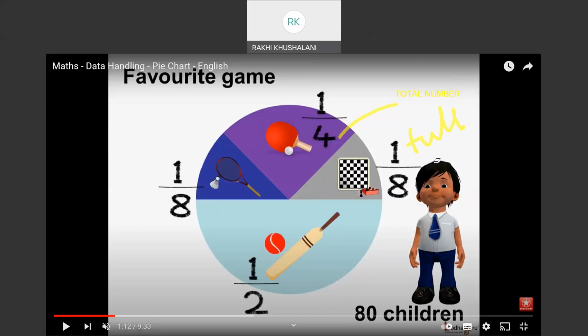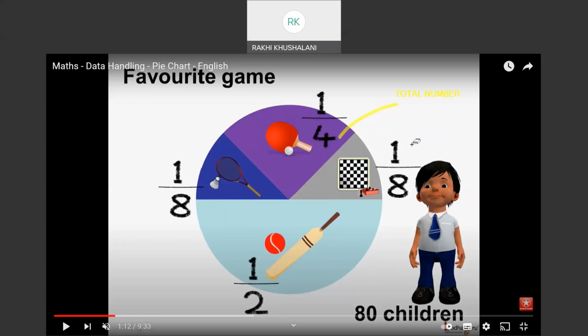So out of the full strength, the total number of students, there are 1/4 of the students who like to play table tennis, 1/8 of the students who like to play chess, 1/8 of the students who like to play badminton, and half of the children like to play cricket. अब मैं जैसे ही अगर आपको बोलती हूँ, there are 200 children in the summer camp, and if I ask you, half of the children are liking to play cricket, तो आप मुझे क्या बोलोगे?